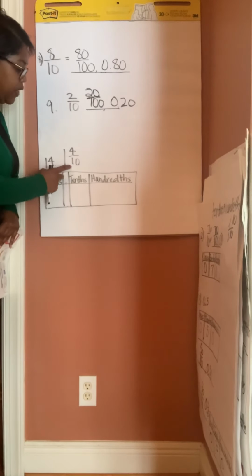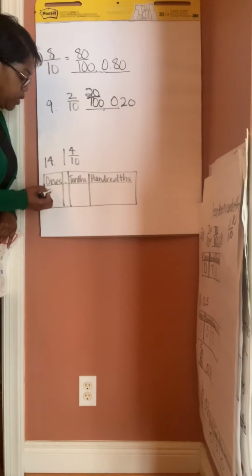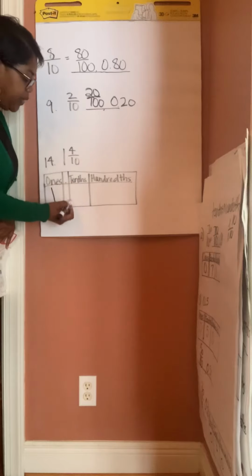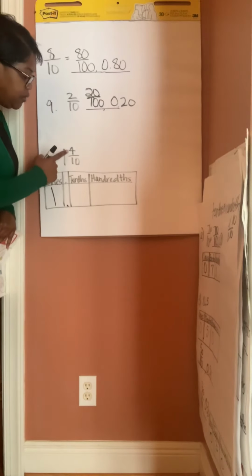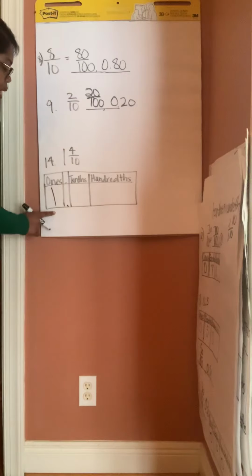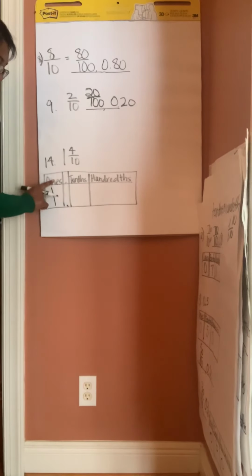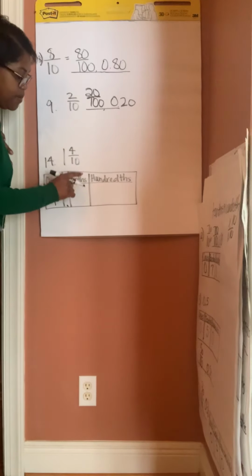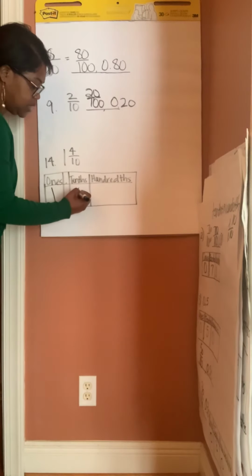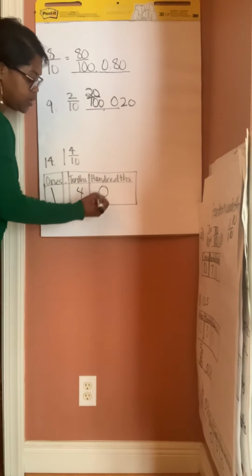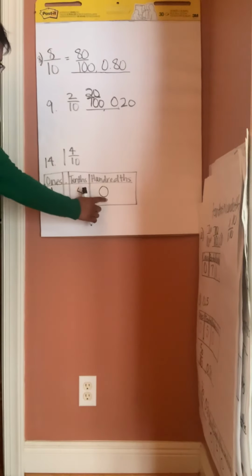Now with this in mind, if I'm going from tenths to hundredths, I'm still going to multiply my numerator and denominator by 10. However, I will not multiply my whole number by 10. So I'm going to take this 1 and put it in my ones. And you can think about it as money. That's $1.40. I'm going to put my 1 in my ones because it's a 1 and this says ones. I'm going to put my 4 in my tenths because it's above the 10. I have 0 hundredths. Do you see this $1.40?